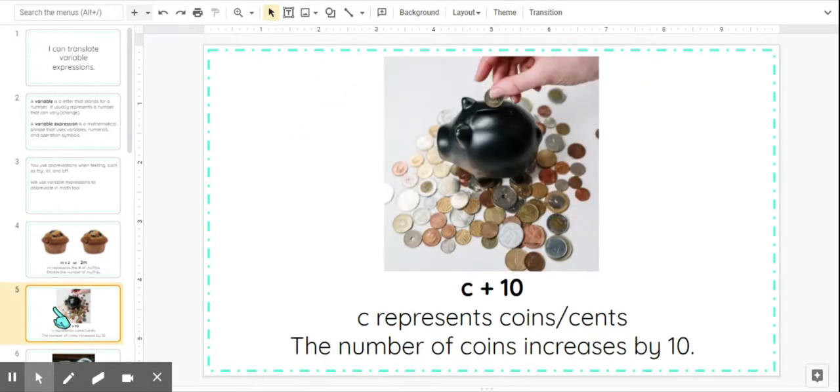Let's look at another. This one, I have a picture of a piggy bank and some money. I have C. C can represent coins or cents. The number of coins or cents increases by 10. So no matter how much money I have, if I add 10 more, I'm going to have more money.